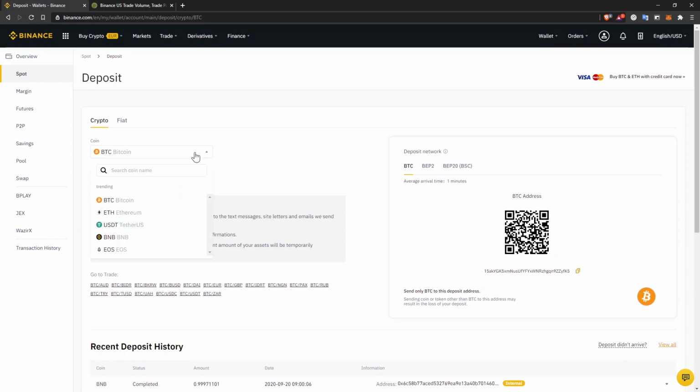From this list here, you can select whatever other coins you want to add. You can select USDT, Link, Tezos, DOT, whatever coins you want to trade or you have available for trading.